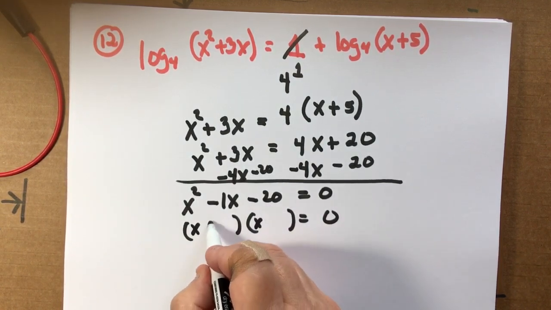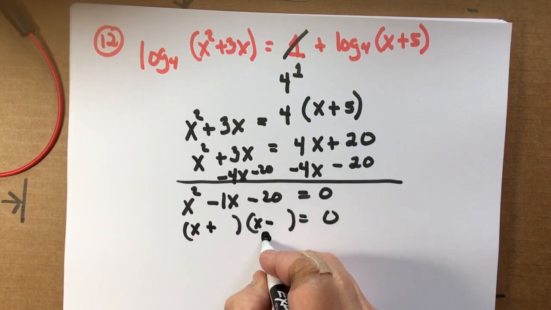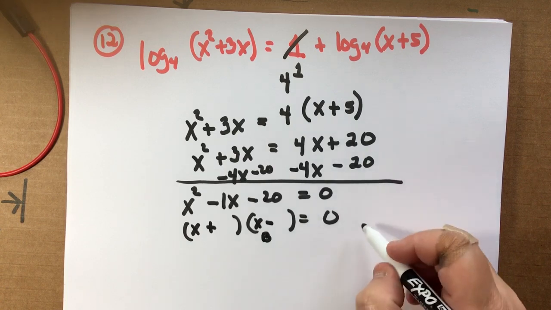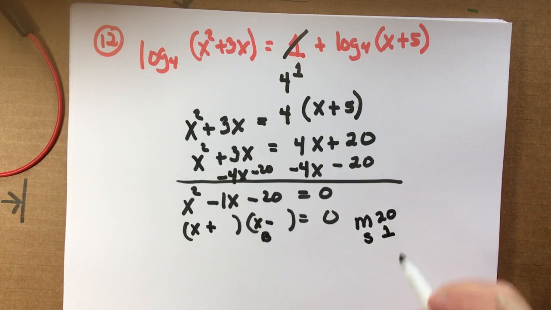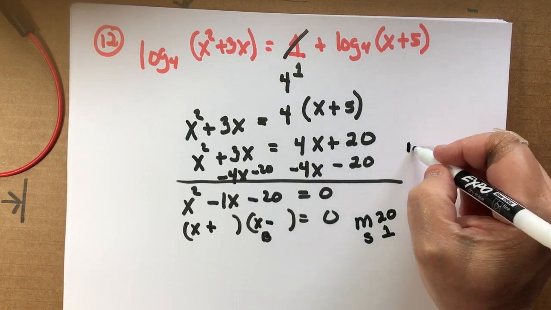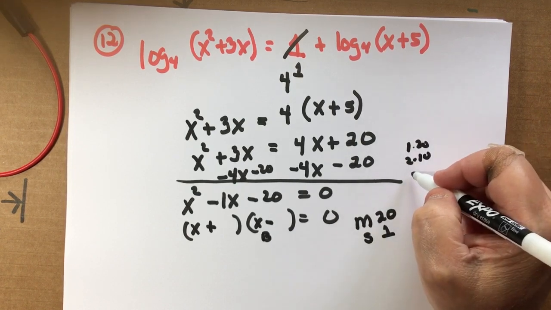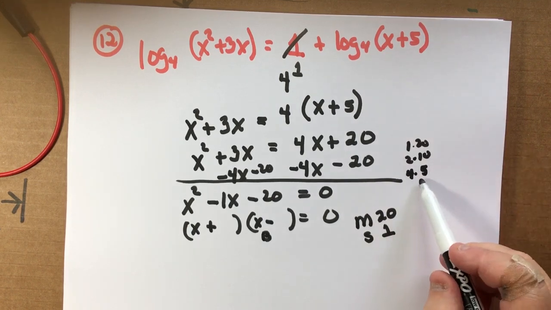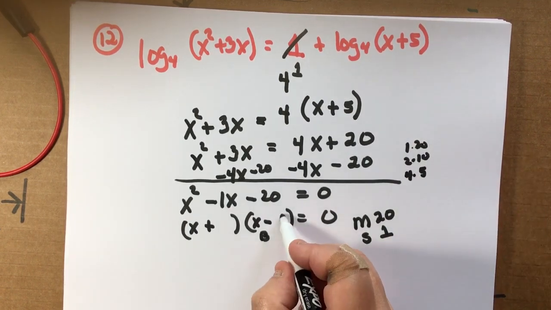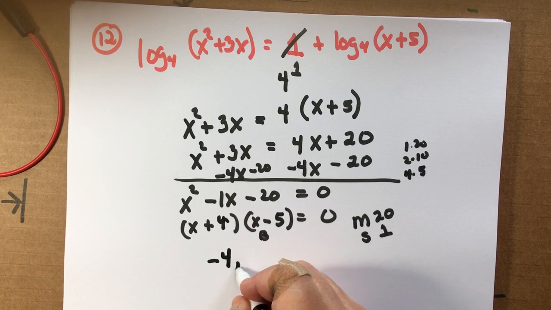The last sign is negative, that means the signs are different. The middle sign is negative, that means the bigger of the two numbers is going to be a negative. Two numbers that multiply to 20, but when you subtract them, you get 1. 1 times 20? Nope. 2 times 10? Nope. 3 doesn't even multiply to 20. 4 times 5? Yep. They multiply to 20 and they subtract to 1. Bigger number goes here. Answers are negative 4, positive 5.